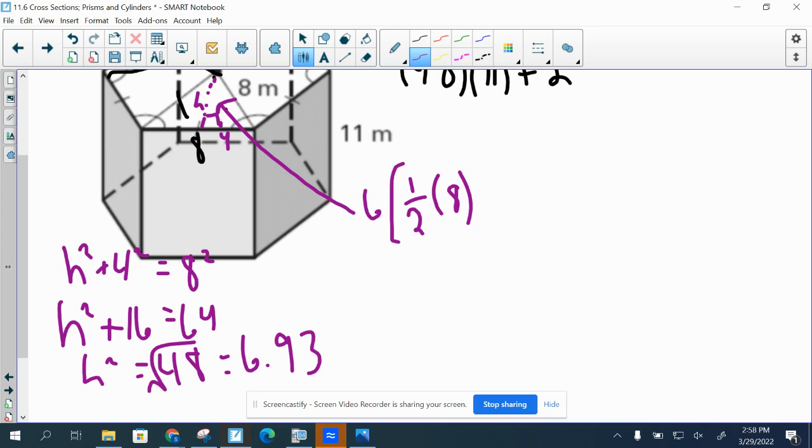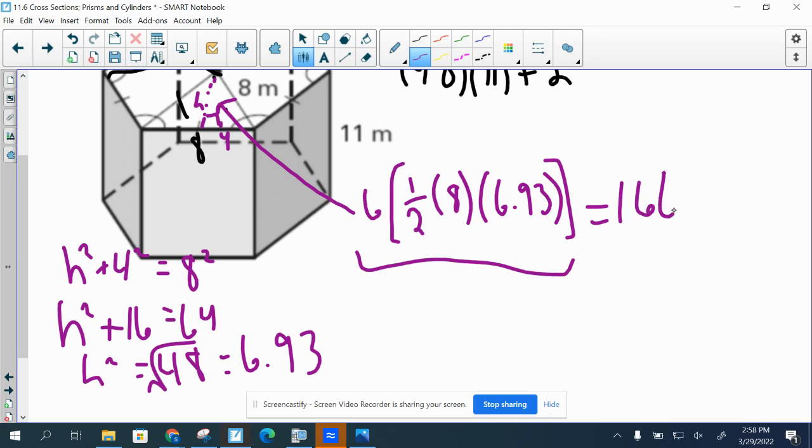So that you're going to put here for the height in the formula for the area. So 6.93. If I type this all into my calculator, I would do 6 times 1/2 times 8, which is 4, times 6.93. If you wanted to be exact, you could just use your answer button in your calculator. 166.32 is the area of the base. And we're going to use that for volume too.